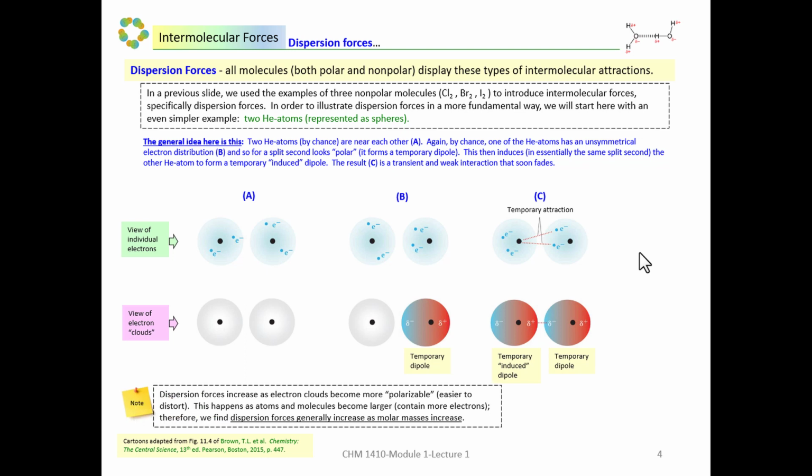Dispersion forces will increase as electron clouds become more polarizable. So if you have more electrons and they're easier to push around, then that atom, or in most cases molecules, are more polarizable and more subject to larger and more significant dispersion forces. So we say dispersion forces generally increase as molecules become larger or have larger molar masses and more electrons.